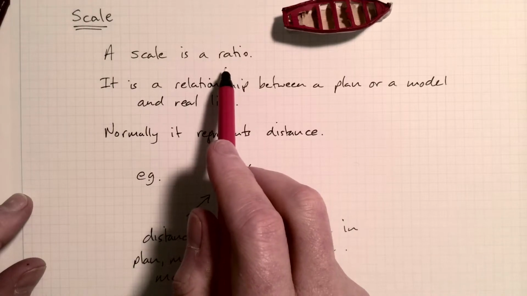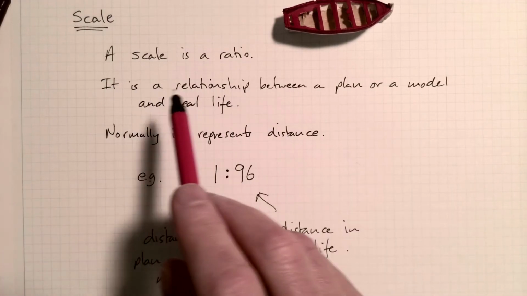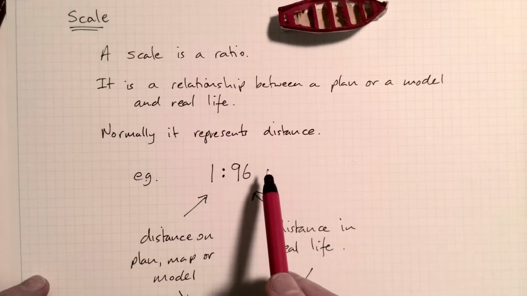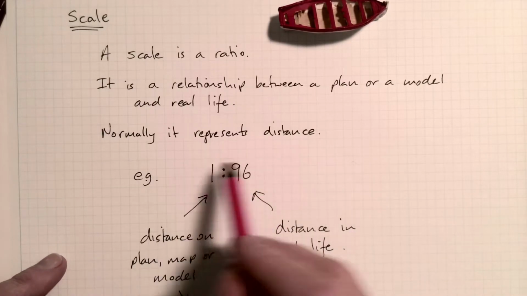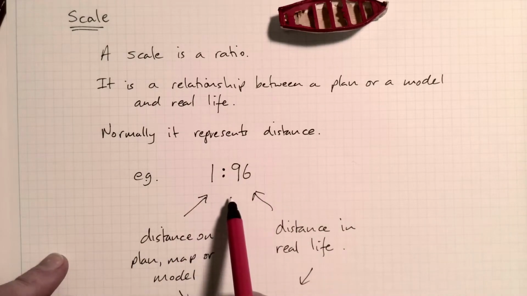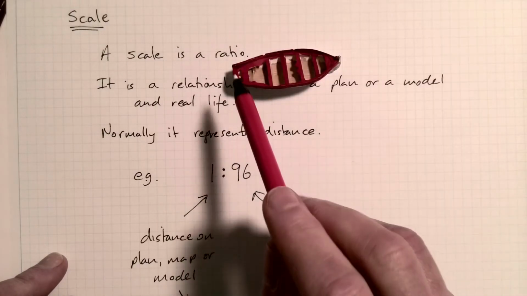It's a ratio. It's a relationship between a plan on one side, or a model, or a map, and real life. What that represents in real life. Okay. Normally it represents distance. There are some scales that will do other things, but generally distance. And here's an example, 1 to 96. That's this little boat here, 1 to 96.